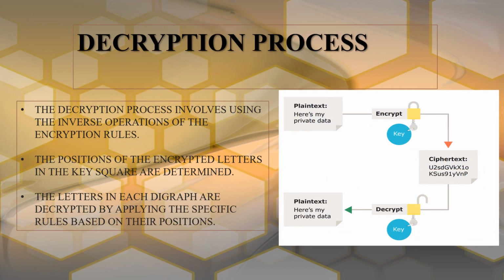Decryption process. The decryption process involves using the inverse operations of the encryption rules. Positions of the encrypted letters in the key square are determined. The letters in each digraph are decrypted by applying the specific rules based on their positions. The plain text, here is my private data, will get encrypted with the key, and we will have the cipher text. Next, the cipher text will get decrypted, and the plain text is here is my private data.